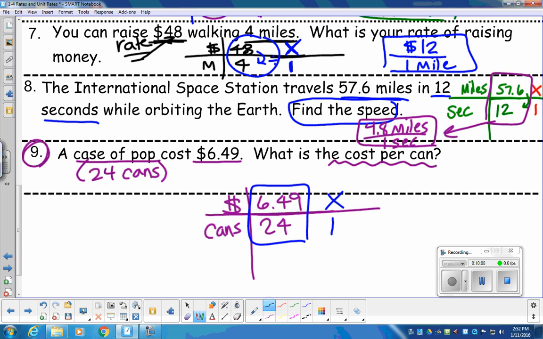This really becomes a division problem. 6.49 divided by 24 gives us 27 cents for one can of pop. That is the cost per can. So this should be your answer.